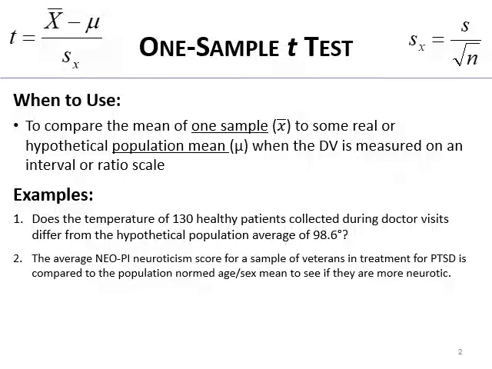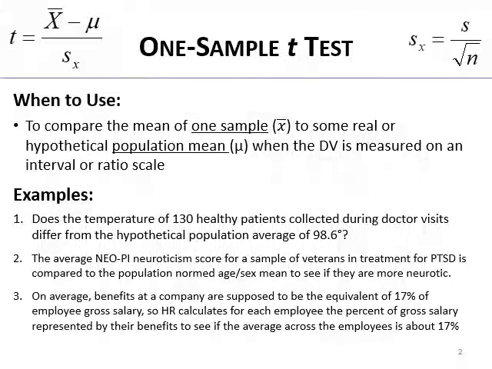How about, does the average NEO-PI neuroticism score for a sample of veterans in treatment for PTSD compare to the population normed age-sex mean, to see if they are more neurotic on average? So get the sample of vets, get their neuroticism score, and you want to compare it to, on average, what would be expected for their neuroticism score given their age and sex. Again, one sample, DV is interval or ratio.